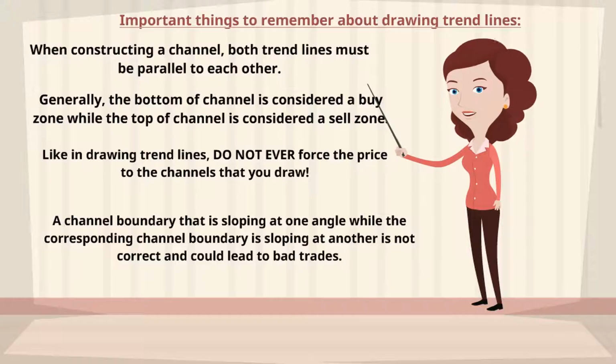Important things to remember about drawing trend lines. When constructing a channel, both trend lines must be parallel to each other. Generally, the bottom of the channel is considered a buy zone while the top of the channel is considered a sell zone. Like in drawing trend lines, do not ever force the price to the channels that you draw. A channel boundary that is sloping at one angle while the corresponding channel boundary is sloping at another is not correct and could lead to bad trades.